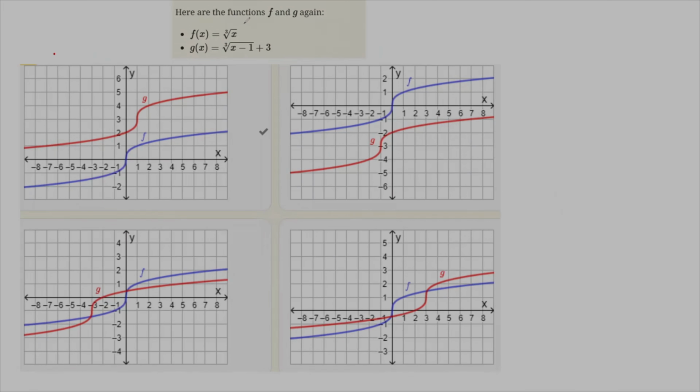Okay, now here, we have to find the function. Now see, the transformation is 1 to the right and 3 up. So 1 right and 3 up. So this is a parent function. So the center moves 1 right and 3 up. So this is 1 right and 3 up.